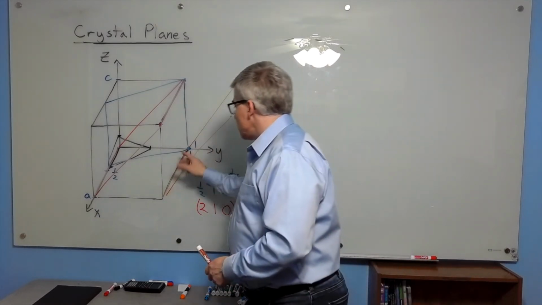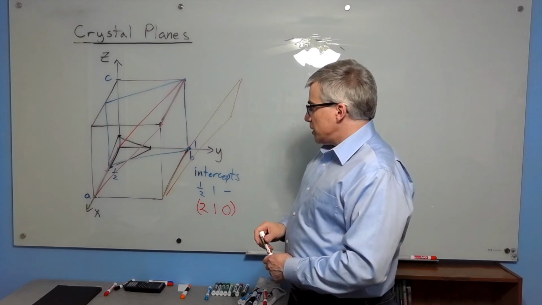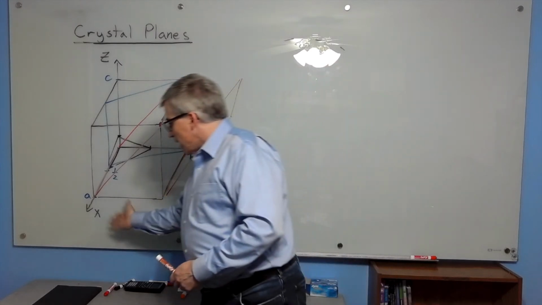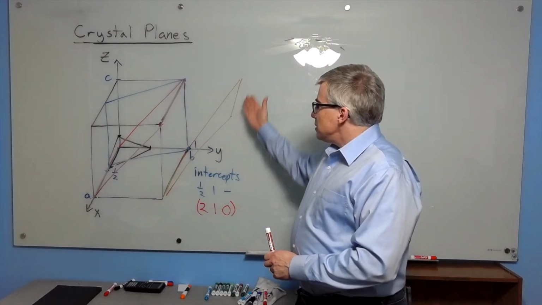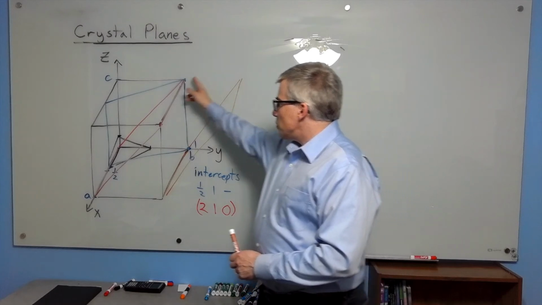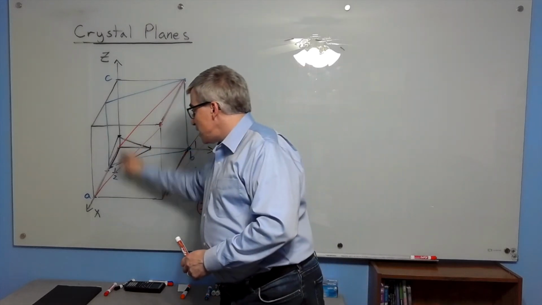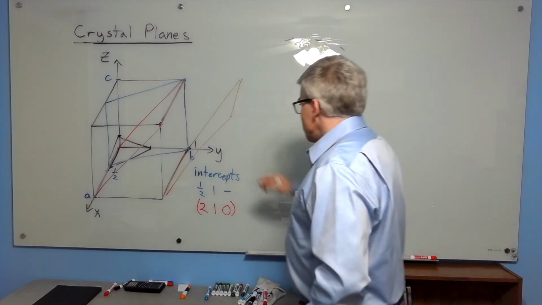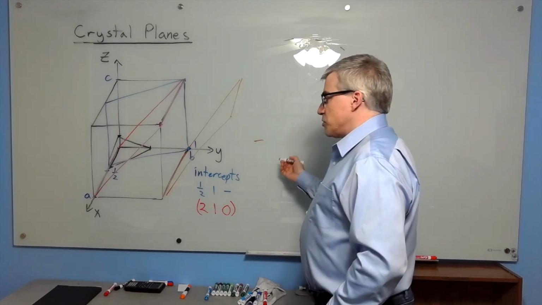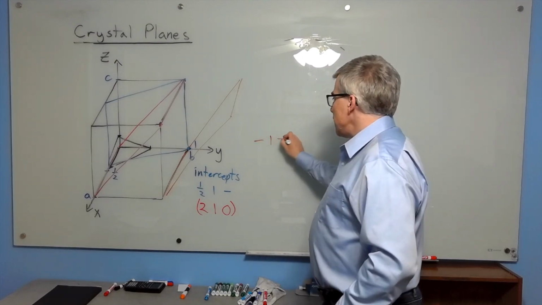Now, extending the plane, you can see that the y-intercept is 1. The x-intercept would actually not exist. And the z-intercept here, I drew this as going at 45 degrees, so that's going to hit the z-axis at -1. So the intercepts there would be doesn't exist, or infinity, 1 and -1.